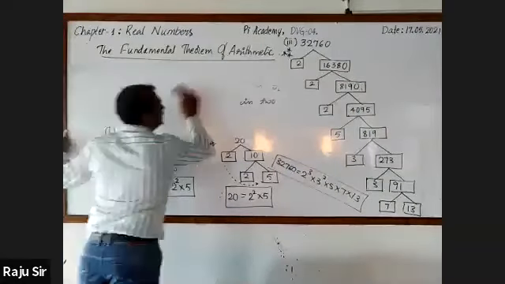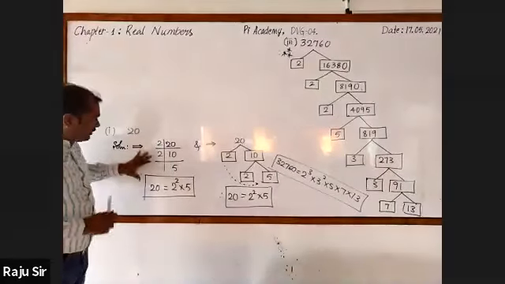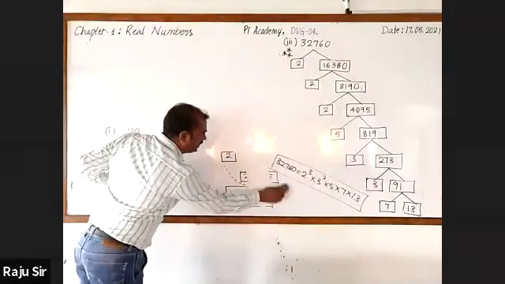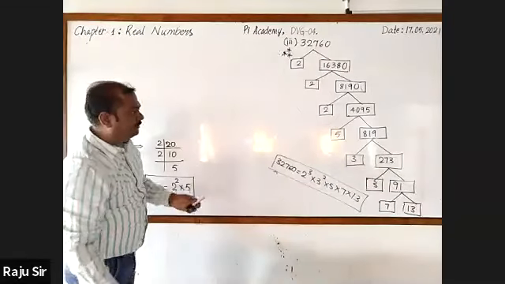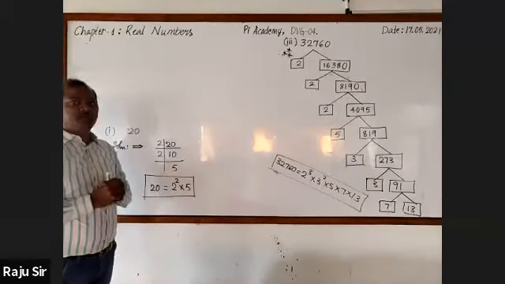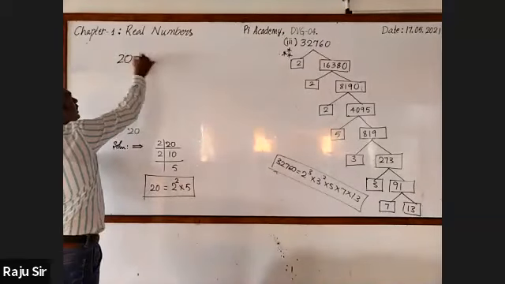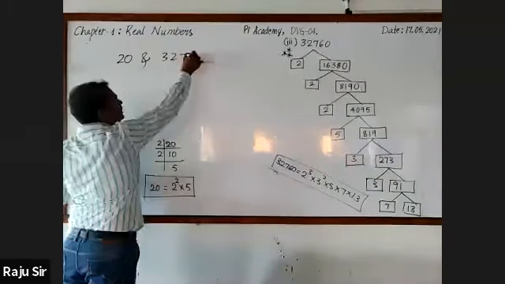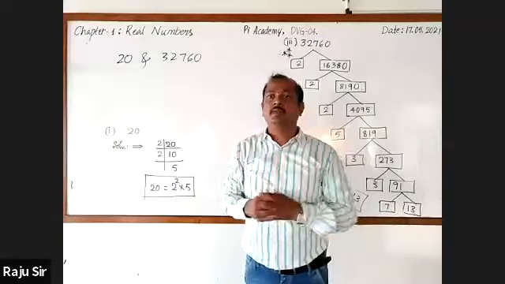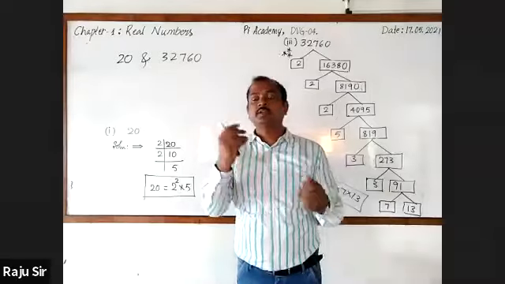Now I'll go for rubbing this part. We are moving to the next type. Before going to the next type, I'll keep these 2 as they are: the prime factorization of 20 as well as the prime factorization of 32,760. Observe both numbers, 20 and 32,760. What is the common observation we can make in these 2? No doubt, both are even numbers. Both are divisible by 2.